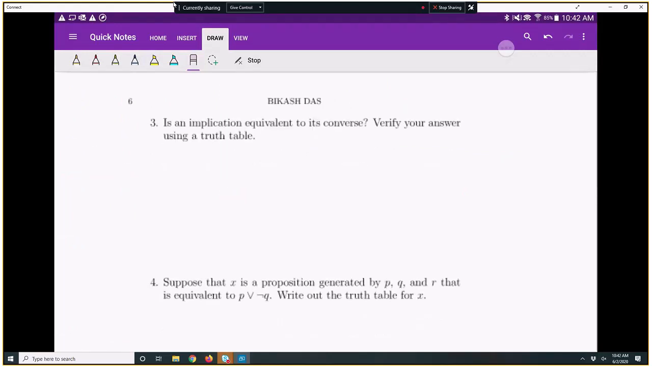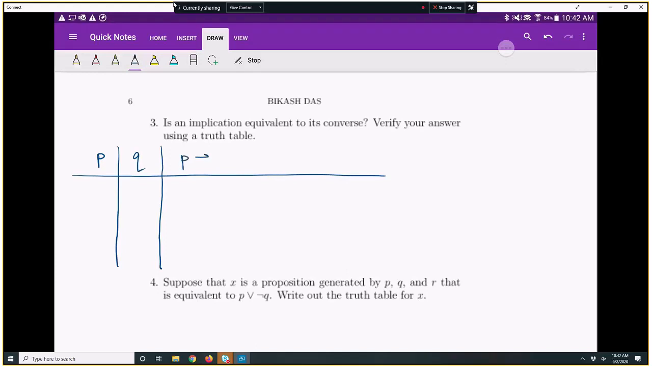Question 3 says, is an implication equivalent to its converse? Verify your answer using a truth table. So let's say we have two propositions, P and Q. And using the truth table, we want to determine if the implication, P implies Q, is equivalent to the converse. The converse, remember, would be Q implies P. So P can be true, true, false, false, and Q true, false, true, false.